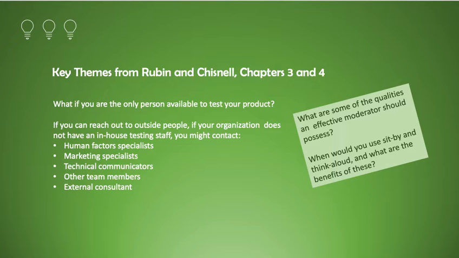If you can reach out to outside people, if your organization does not have an in-house testing staff, you might contact human factors specialists, and your book describes what those folks are. At our university, we have human factors specialists in some of our engineering disciplines, in fact. Marketing specialists, technical communicators, which is what we are. They give some real applause to some of the skills that technical communicators bring to UX teams in your chapter. You might reach out to other team members who you work with, or you might hire an external consultant if you can. So they describe some of the people you might reach out to in this chapter.